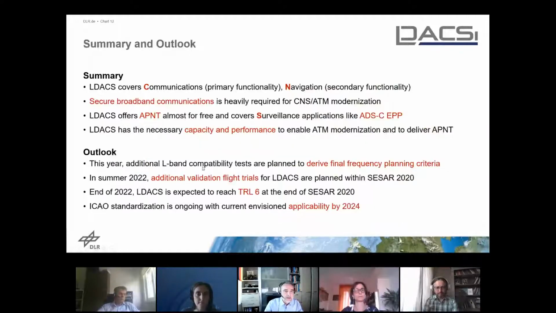Okay. Now coming to the summary and outlook. As I showed, LDACS covers communication as a primary functionality and navigation as a secondary functionality. LDACS makes available secure broadband communications, which is heavily required for the CNS ATM modernization currently taking place, for example within NextGen and SESAR. LDACS offers APNT almost for free and covers also surveillance applications like ADS-B. And LDACS has the necessary capacity and performance to enable ATM modernization and to deliver APNT.